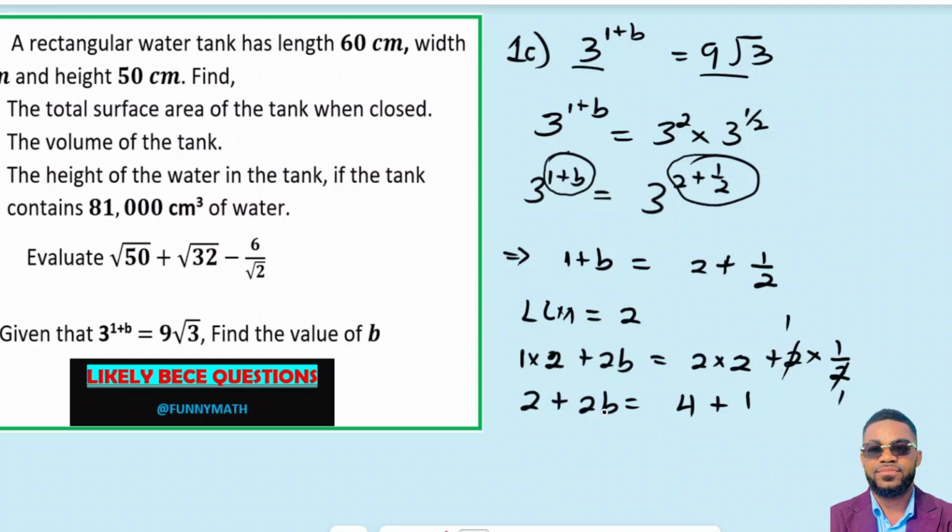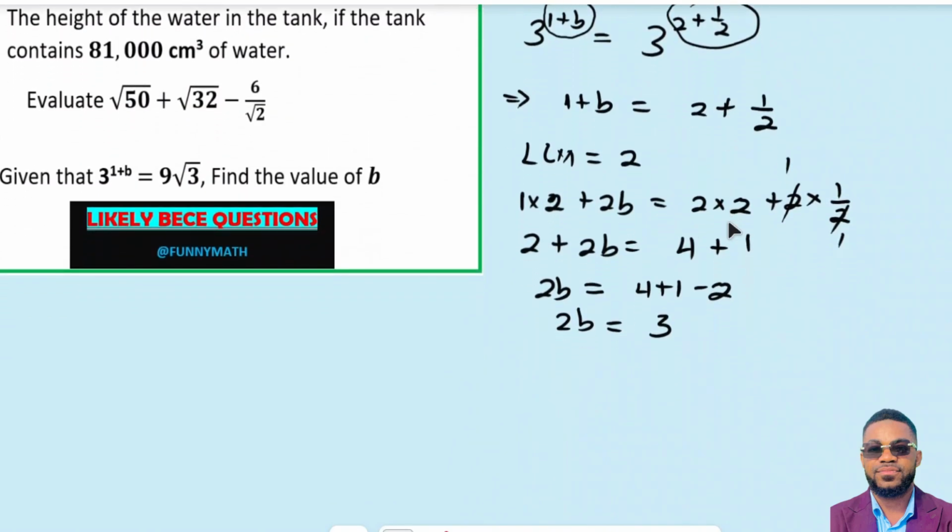So how do we find the value of b? So you just have to take 2 to this side. So we have 2b equal to 4 plus 1 minus 2. So 2b is equal to 4 plus 1 is 5. 5 minus 2 is going to be 3, which we can simplify to get our final answer by dividing here by 2, here 2 by 2. So 2 will cancel this 2. 2 cannot cancel this 3. So we're going to get b equal to 3 on 2. So that is how we can find the value of b.